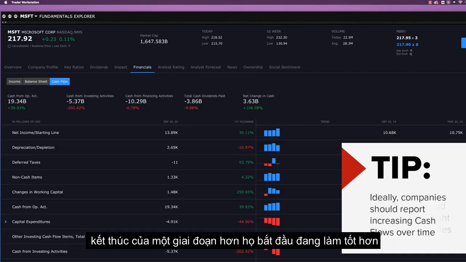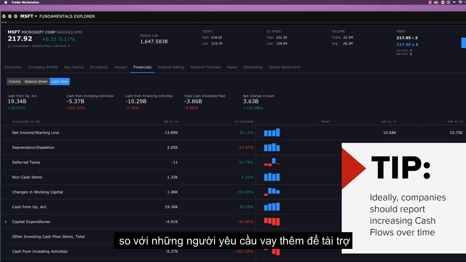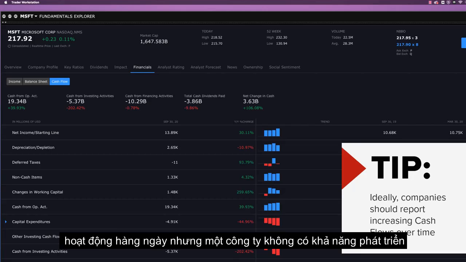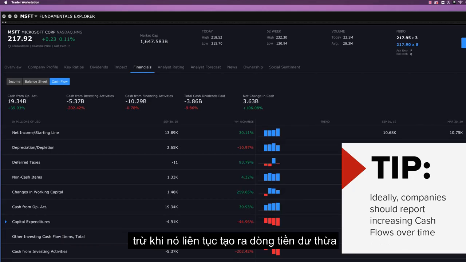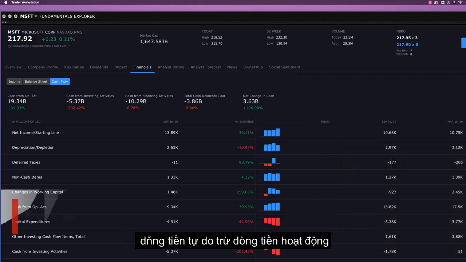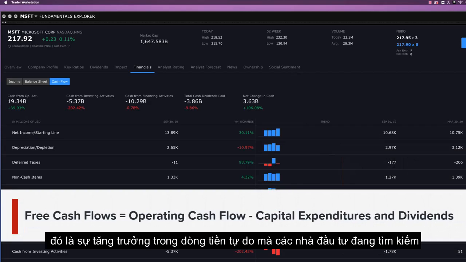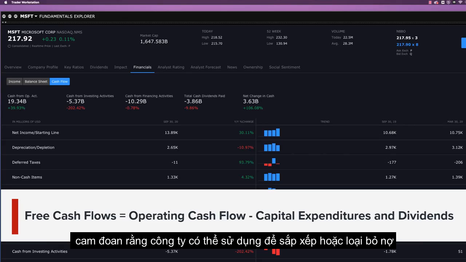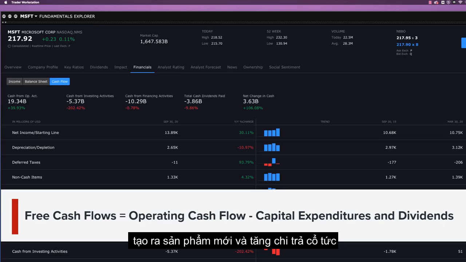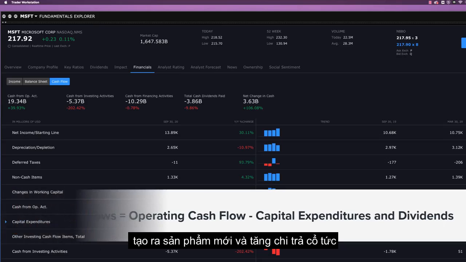Companies with more cash at the end of a period than they started with are doing better than those who require additional borrowing to fund daily operations. But a company is unlikely to grow unless it continuously generates excess cash flow. Free cash flow subtracts from operating cash flow any capital expenditures and dividend payments. It is the growth in free cash flow that investors are seeking to find reassurance that the firm can use to streamline or retire debt, create new products, and increase dividend payments.